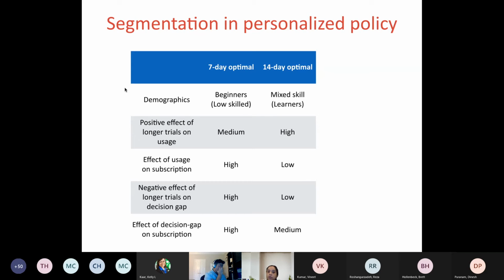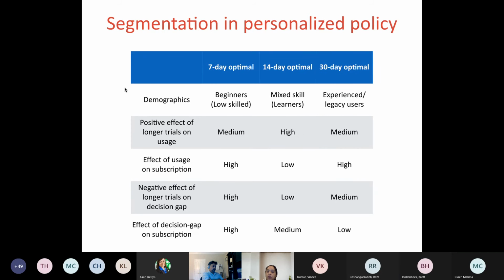At the same time, we also find that the negative effect of longer trials on decision gaps is relatively small, and the effect of that on subscription is kind of average. So you can see that they scale up the usage, and there is some medium effect of this gap. So they fall somewhere in between.